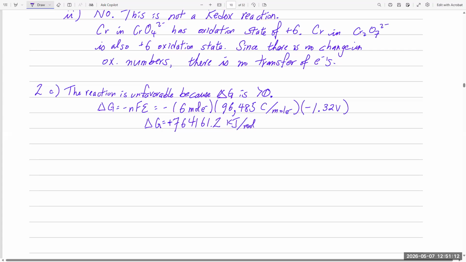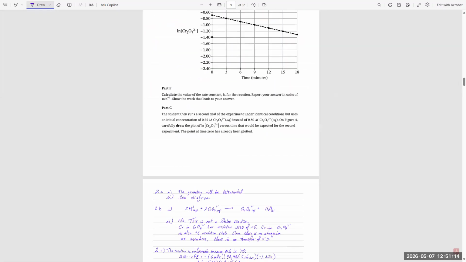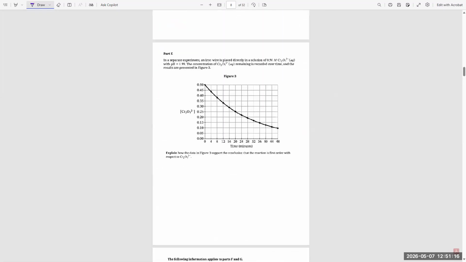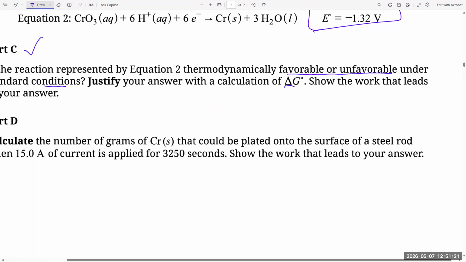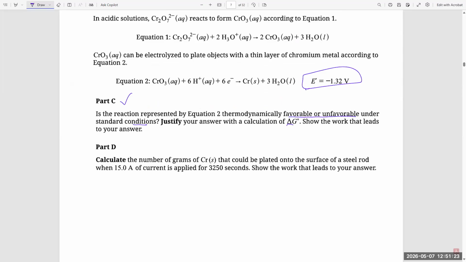All right. I am going to scroll here so we can read together. I just didn't want to scroll over and over while we're solving it. Okay, so this was done. Let's go to D. Calculate the number of grams of chromium that could be plated onto the surface of a steel rod when 15.0 amps of current is applied for 3250 seconds.